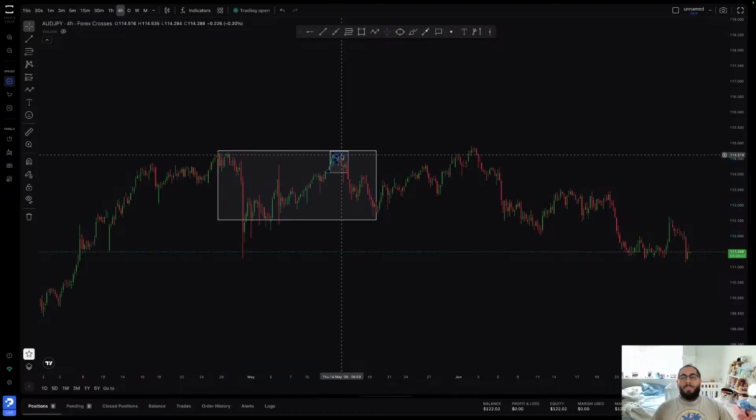So again, H4's overall move is going to be weekly's current candles. Daily's overall move is going to be monthly's overall. Daily's overall main structure is going to be monthly's candles, right?